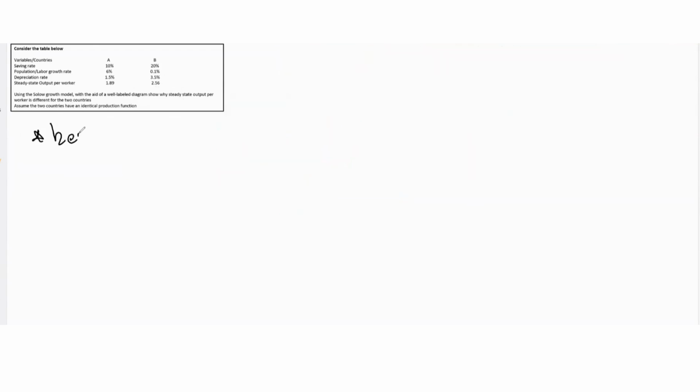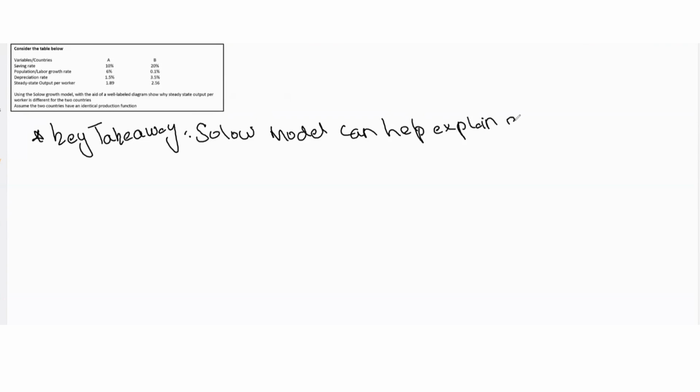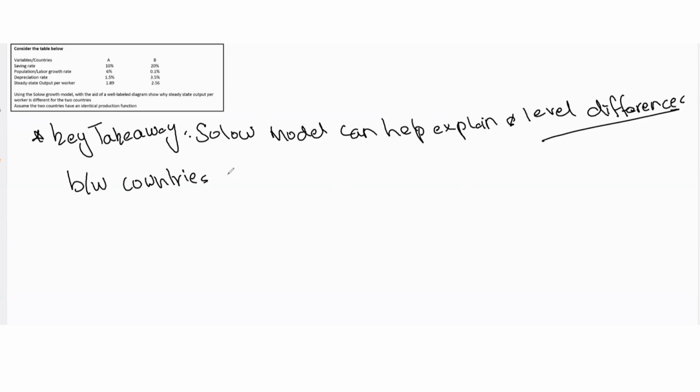So the key takeaway here is that the Solow model can help explain level differences. So we're explaining level differences, right? Differences in the level of steady state output per worker. By level differences, we're talking about the level of steady state output per worker. We're not talking about growth rates. Level differences between countries, in levels of income.